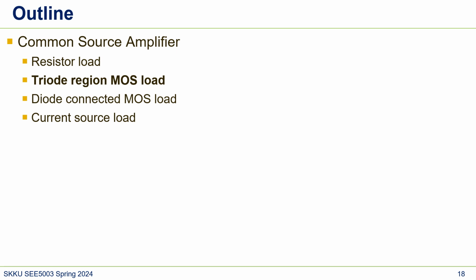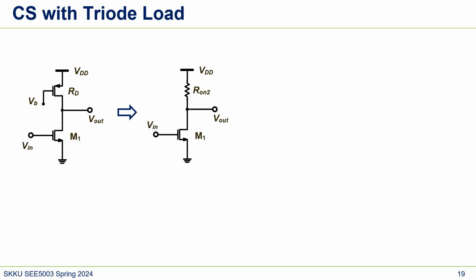Okay. Next one, we'll treat this triode region MOS load. Oh, but in the previous slide I said to increase the gain we use a cascode. That's also true, but we also use this current source. This also gives us a large gain. But let's focus on the triode region MOS load. I think these are basically the same. We're kind of using a resistive load.